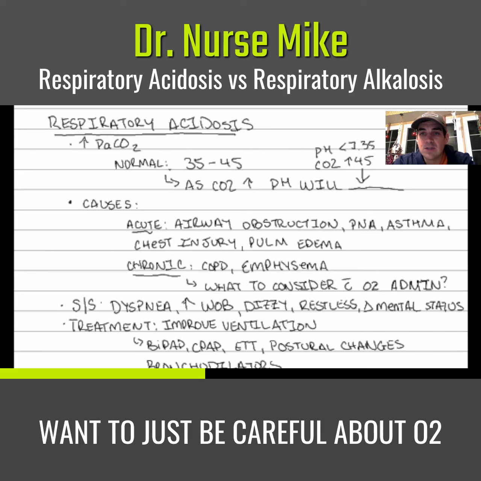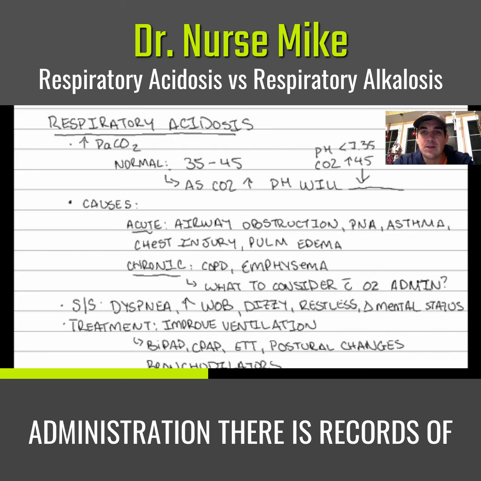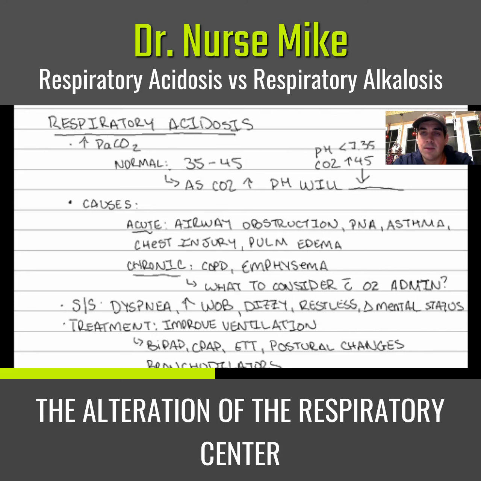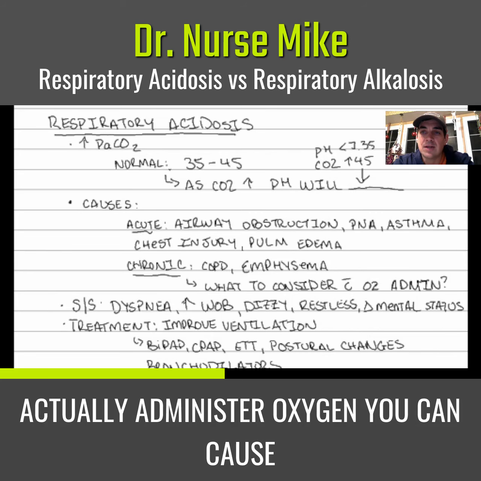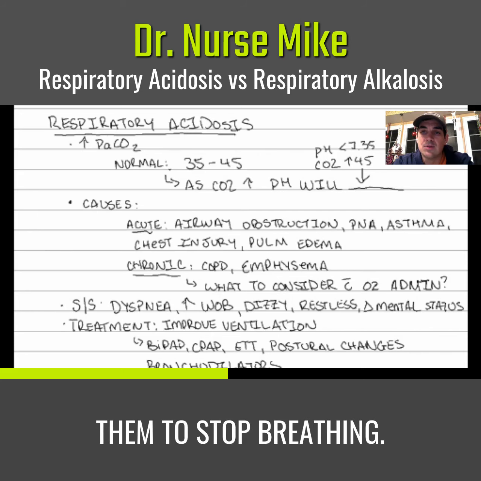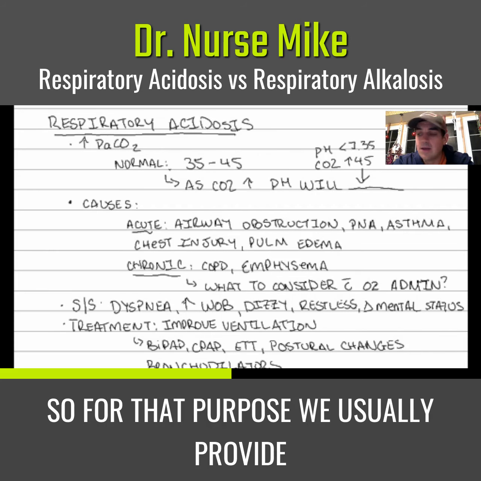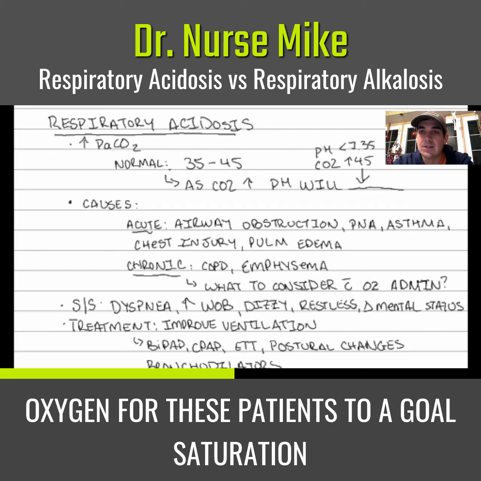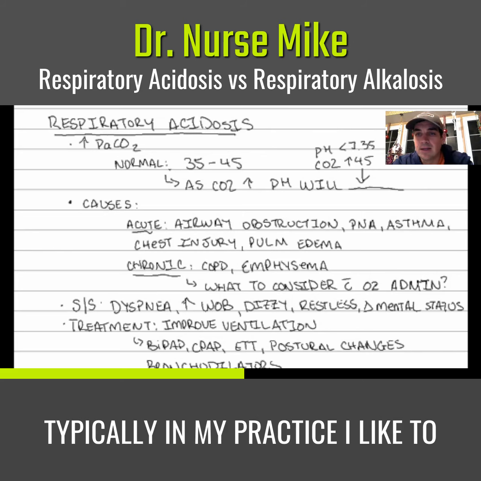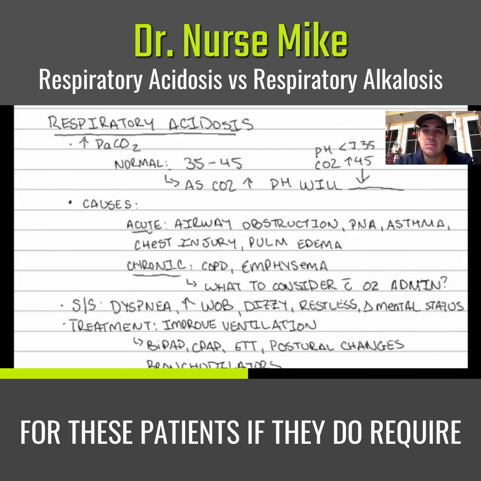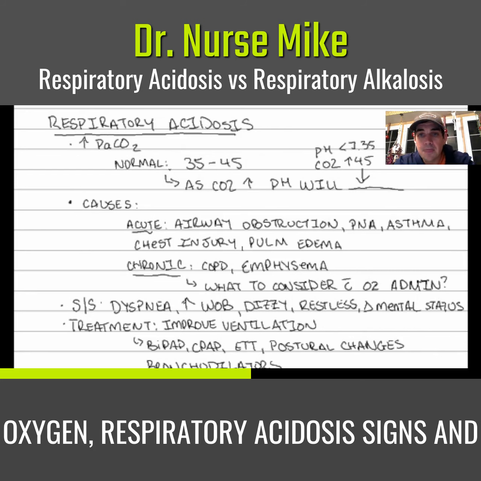And with these patients, you want to just be careful about O2 administration. There are records of the alteration of the respiratory center for these patients, so that when you actually administer oxygen, you can cause them to stop breathing. So for that purpose, we usually provide oxygen for these patients to a goal saturation anywhere from 88 to 92. Typically in my practice, I like to stay around 90 for these patients if they do require oxygen.